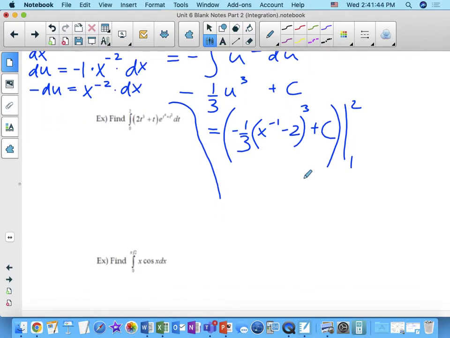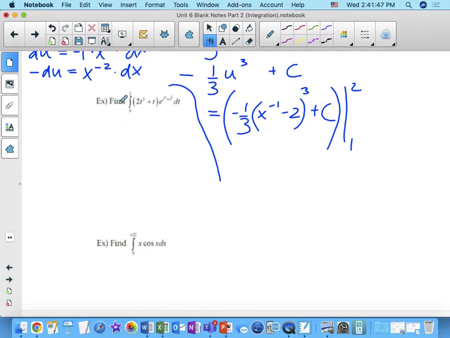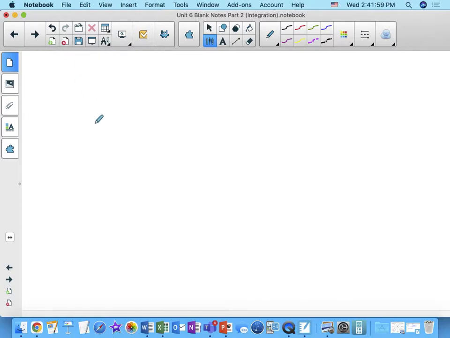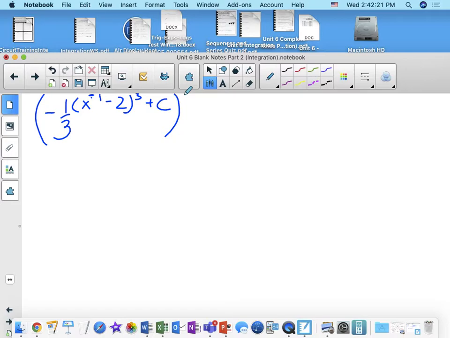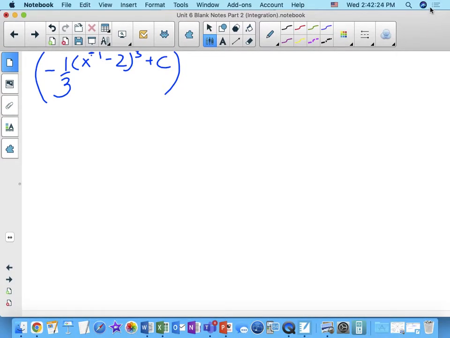I don't want to have to push everything down, so I'm going to extend, I'm going to add a page. And then I'll just copy this over, because I took up way more room than I intended to. Okay, so that was negative 1/3 times x to the negative 1 minus 2 cubed plus c from 1 to 2. Oh no, what am I doing here? 1 to 2, okay.